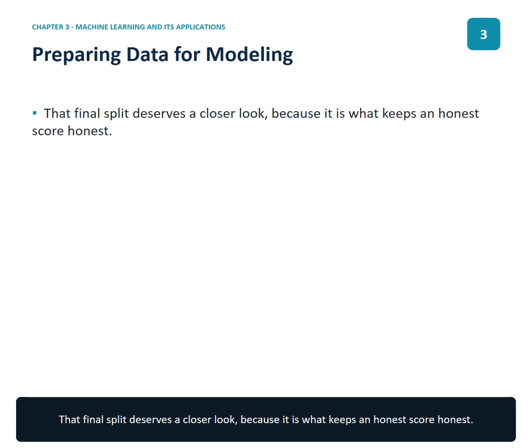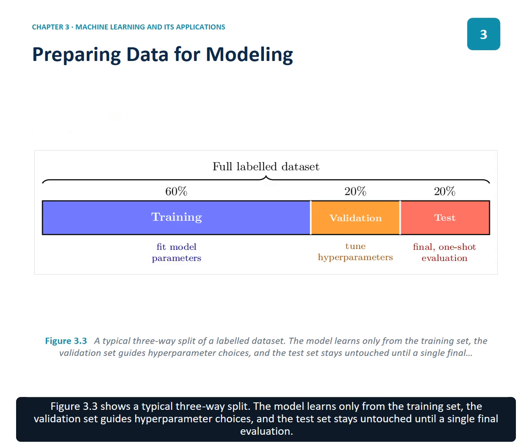That final split deserves a closer look because it is what keeps an honest score honest. Figure 3.3 shows a typical 3-way split. The model learns only from the training set, the validation set guides hyperparameter choices, and the test set stays untouched until a single final evaluation.